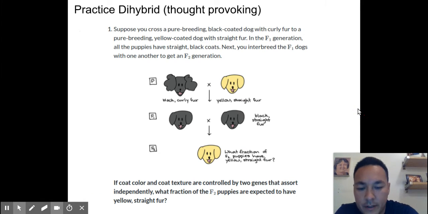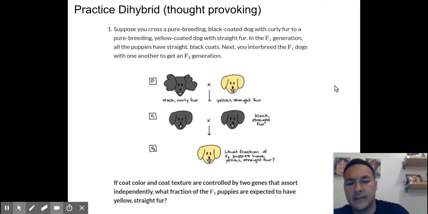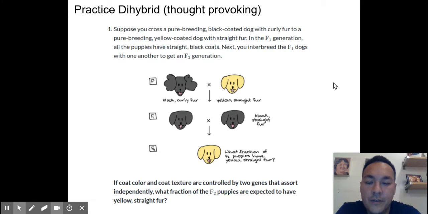Okay, here's a practice dihybrid we did in class. This is a challenging problem. See if you can do it. You've got to read through. You've got to think about the terminology we use, etc. You've got to write your own alleles. All right, how'd you do? Make sure you check the answer in Google Classroom. I've worked it out with you there.